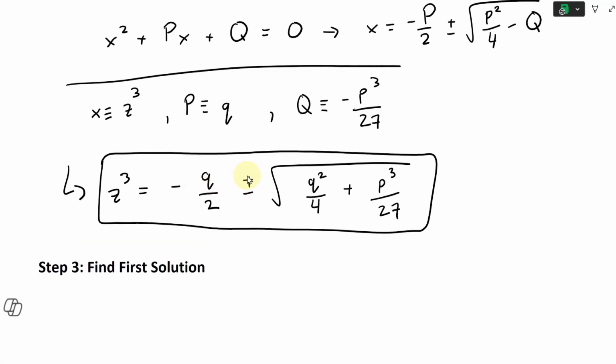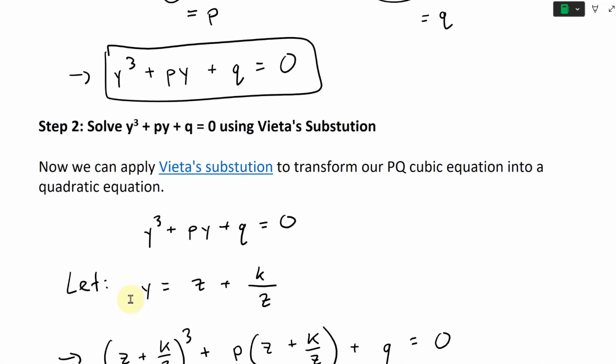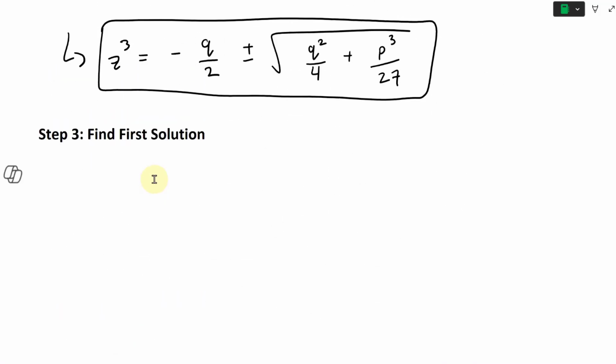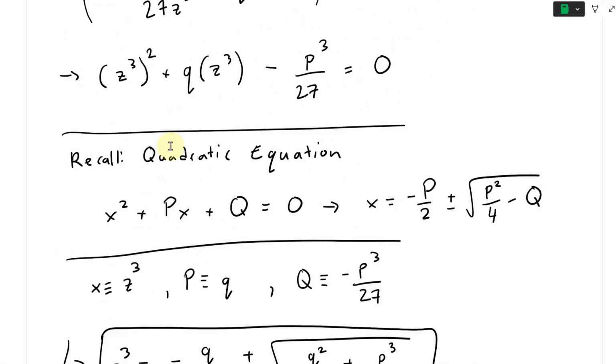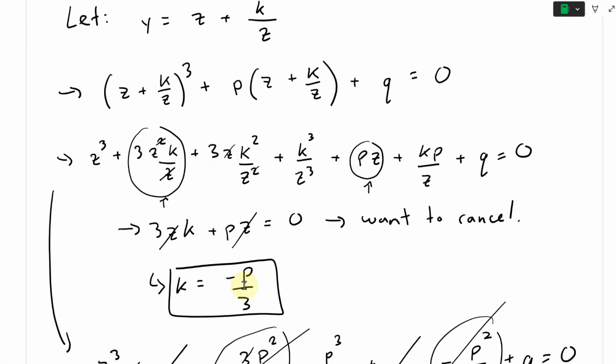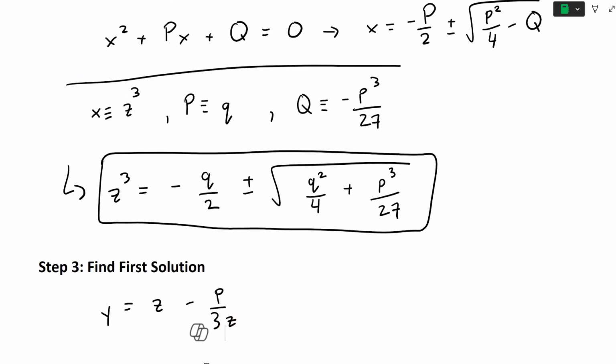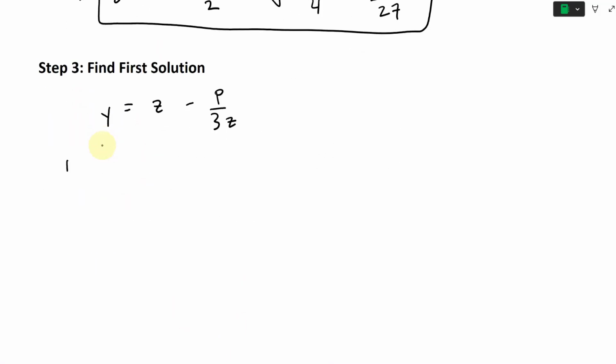So we're going to use the plus side there. And yeah, we want to plug this inside our y function. So if we go back up, y equals z plus k divided by z. So that's our y, so let's just write down our y. y equals z plus, and recall k is negative p over 3, so it's going to be minus p over 3 and then z. So we want to find our z. So what I'll do is I'll just take the positive side of it and see what happens.